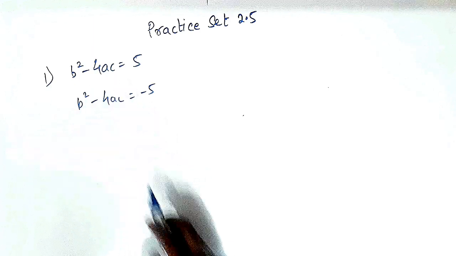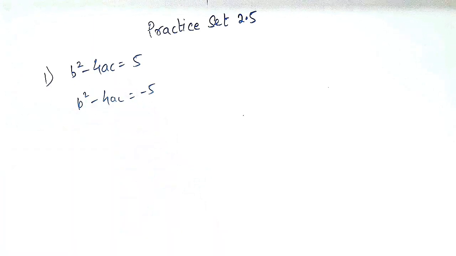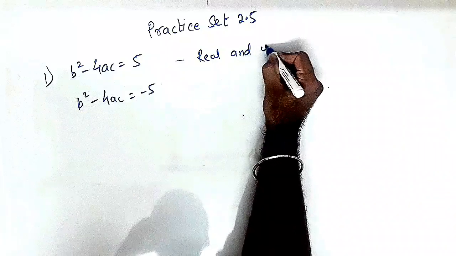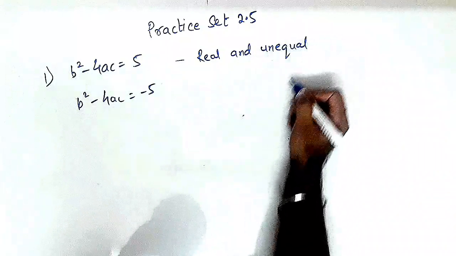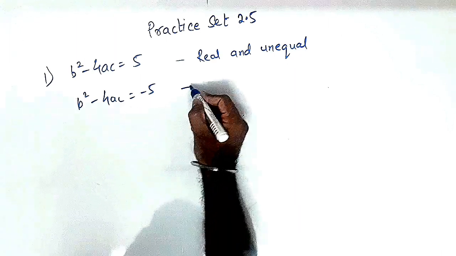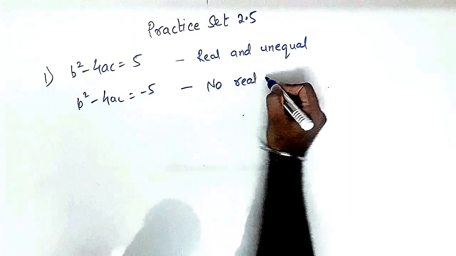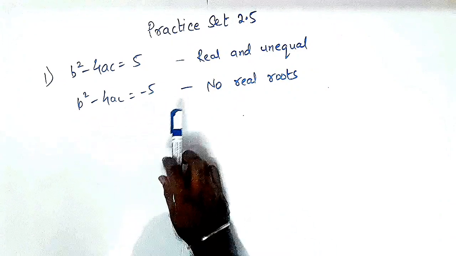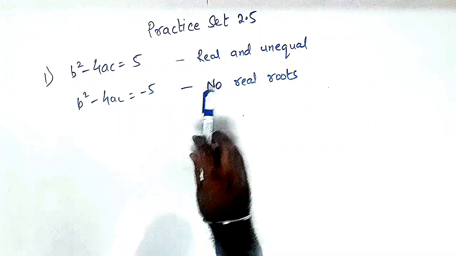When b square minus 4ac is positive, the roots are real and unequal. And if b square minus 4ac is negative, then it is very simple: it has no real roots. And if it is 0, then the roots are real and equal. So three things you have to remember. If b square minus 4ac is 0, then the roots are real and equal.